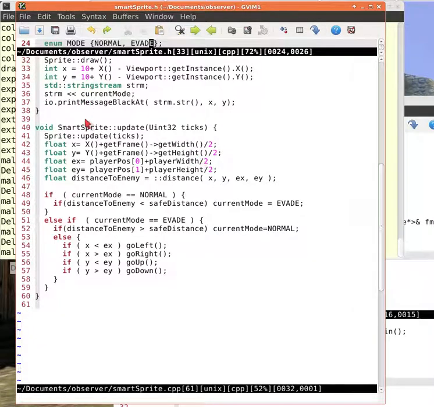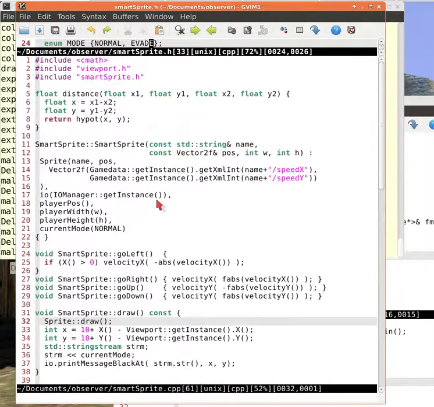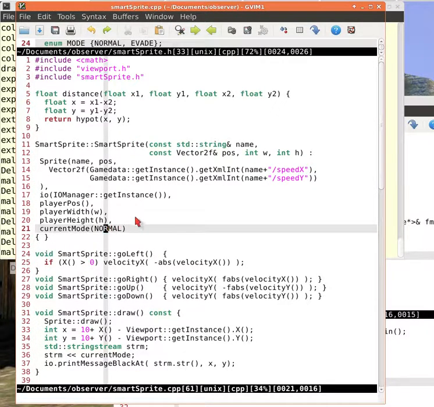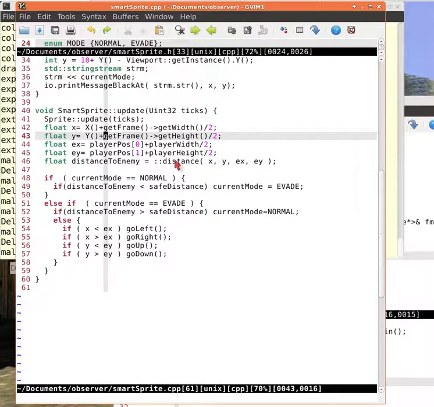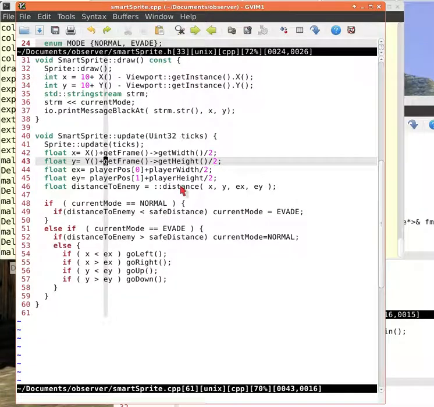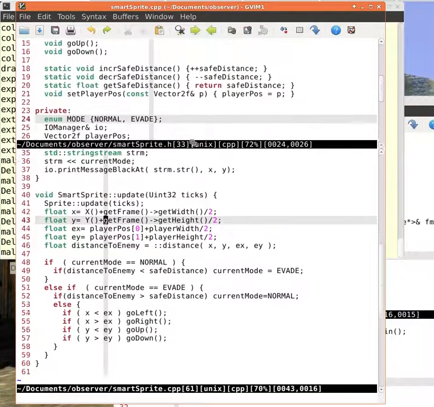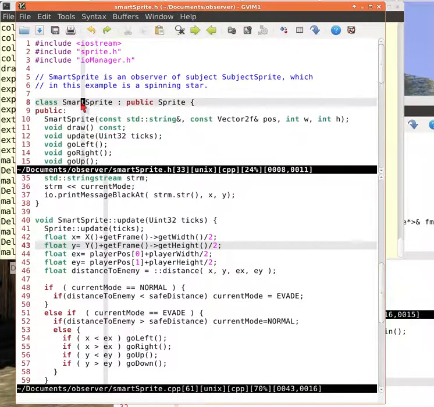Okay, so really everything happens in the update. Of course, in the constructor, we start off with a smart sprite being in the normal state. So let's go down to update, and we'll just see how state-based AI works. First of all, let me point out to you that a smart sprite is just like any other sprite except for the update. So really, I don't even know why I have a draw. I'm really using the draw and the update in Sprite. I actually extend them. So it's kind of interesting the way I do that.